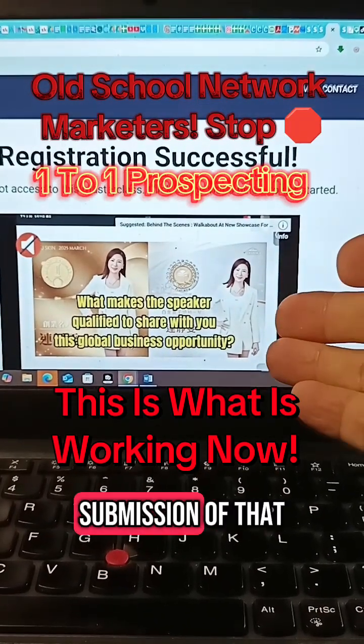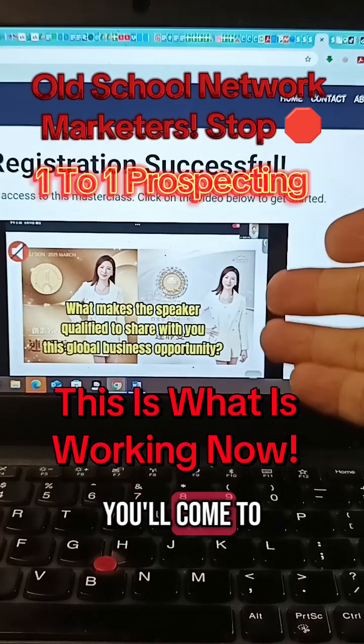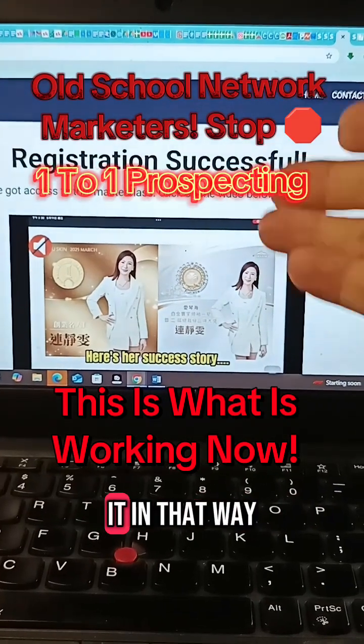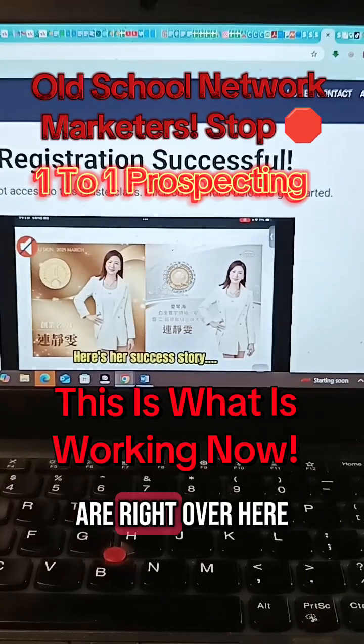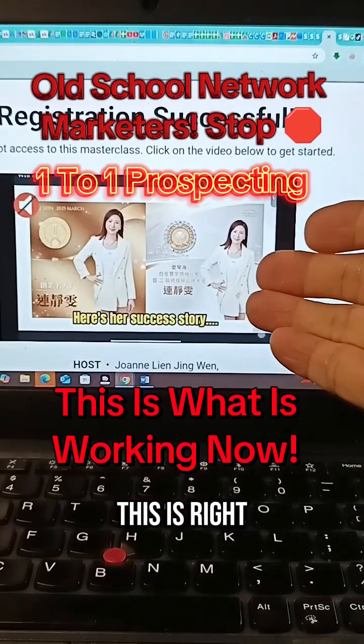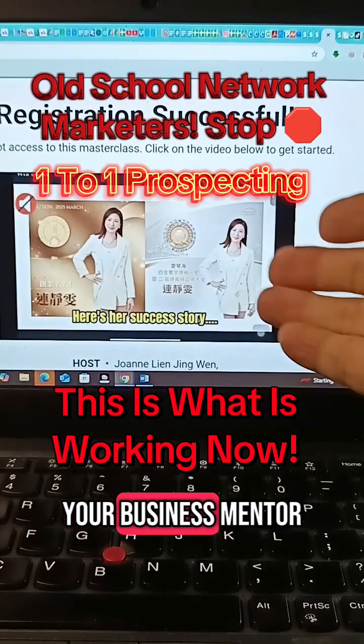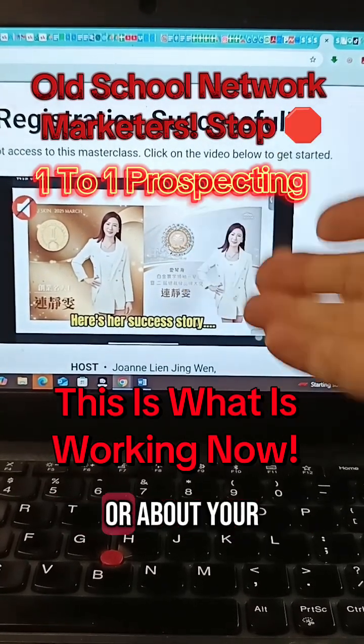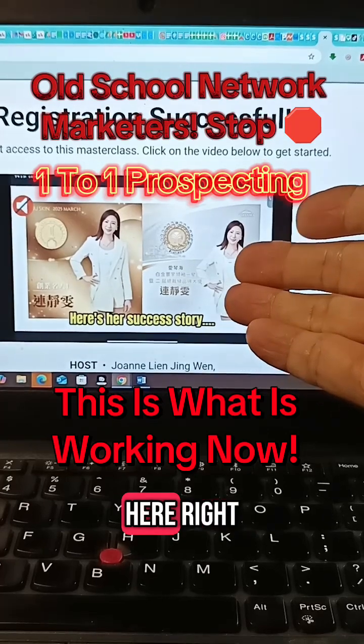Upon submission of that pop-up form, you'll come to this step number 2. It's like a form of registration. You can take it in that way. So there you are. Over here, this is your business mentor or somebody who can speak very well about your business opportunities or about your product, to be shown here.